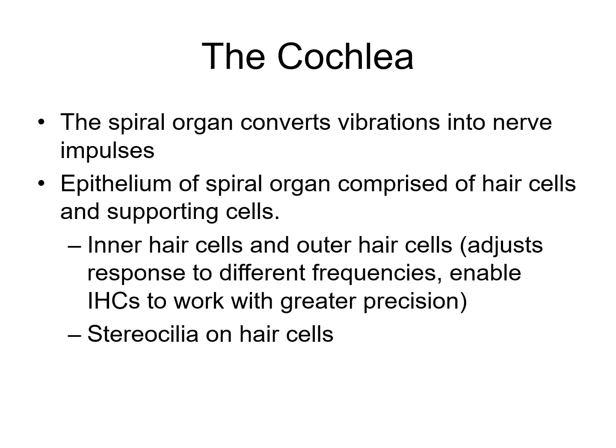The spiral organ converts vibrations into nerve impulses, and the epithelium of the spiral organ is comprised of hair cells and supporting cells. Now, these, of course, are not literally hairs. They're called hair cells because they bear a superficial resemblance to hairs, but the hair cells essentially have a cell body and then a structure known as the stereocilia.